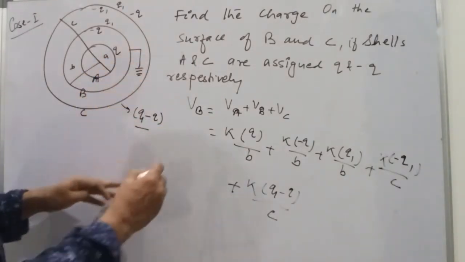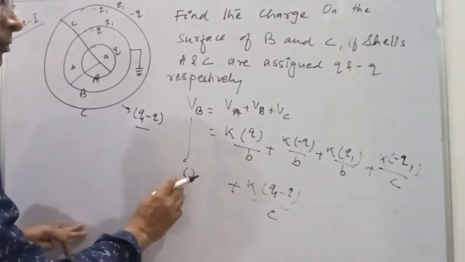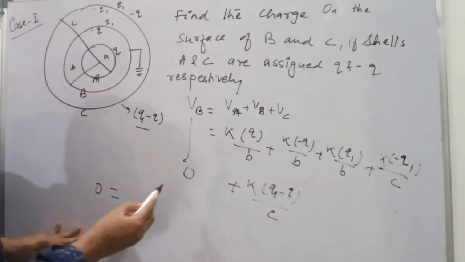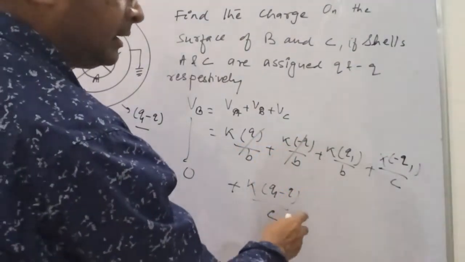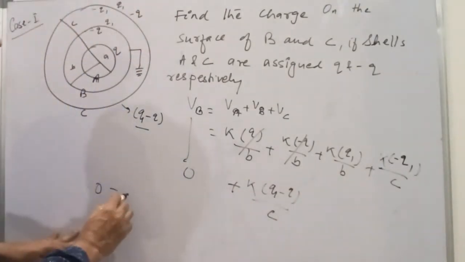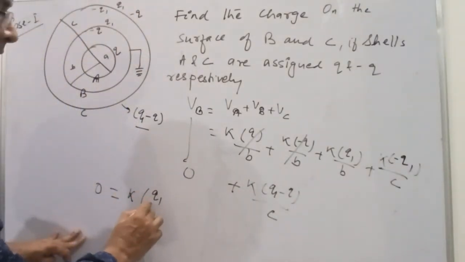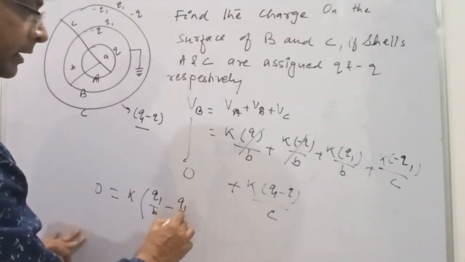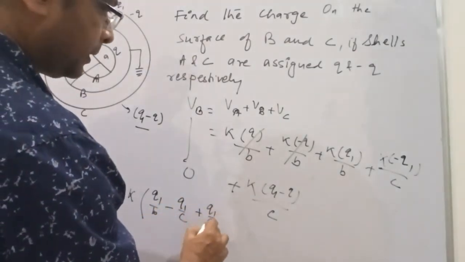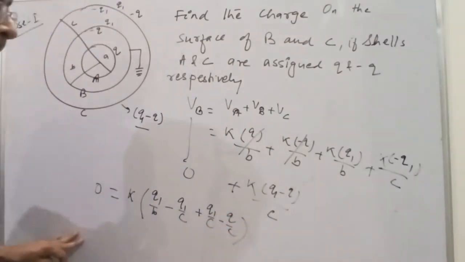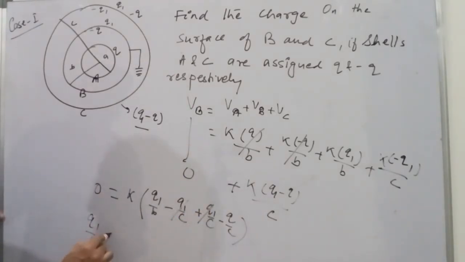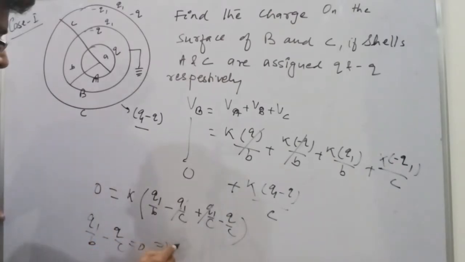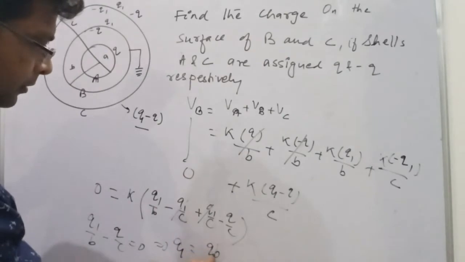Now B is earthed, so this potential must be 0. So I can write 0 equals K Q by B, K minus Q by B. This cancels out, and we are left with the remaining terms. With K common, I can write Q1 by B minus Q1 by C plus Q1 by C minus Q by C. By solving this, the Q1 by C terms cancel, so I get Q1 by B minus Q by C equals 0. Therefore, Q1 is equal to QB by C.